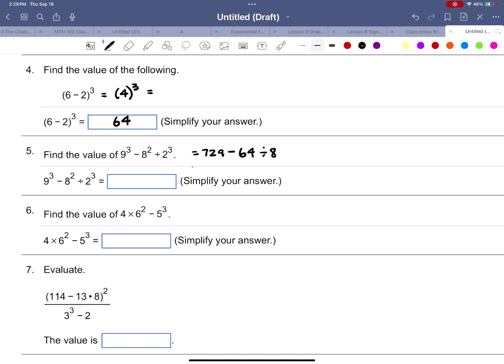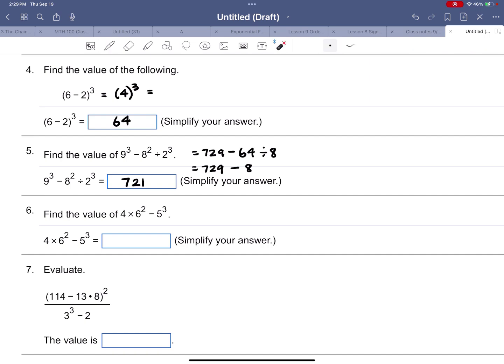So this is 729 minus 64 divided by 8 is 8. So that's going to be 721. 729 minus 8 is 721.